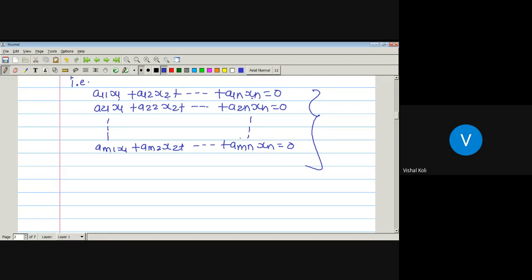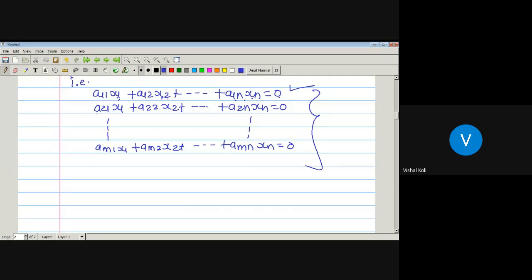Now if we take x1, x2 up to xn all equal to 0, then whatever the values of a11, a12 up to a1n are, 0 multiplied by any non-zero or zero number is always 0. This one is 0 plus up to 0. So 0 must be equal to 0. So the first linear equation holds.